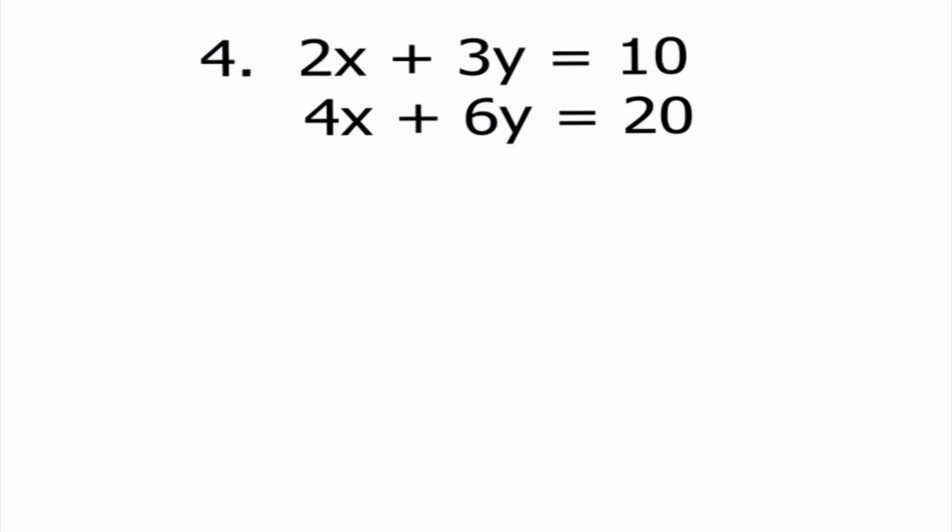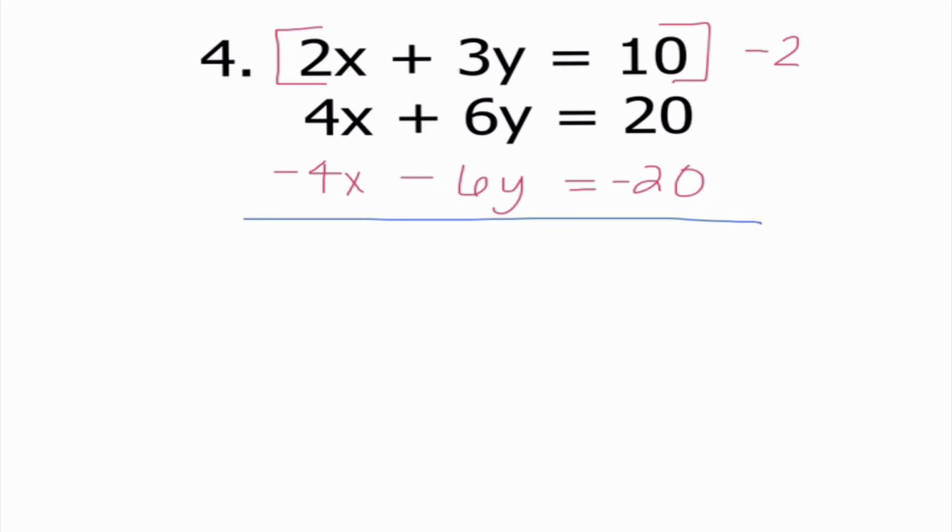So moving on to number 4. I'm going to cancel out my x's here, so I'm going to multiply this top equation by negative 2. So I would get negative 4x minus 6y equals negative 20. And something kind of strange happens here because my x's and my y's both cancel out and just leave me with 0 equals 0.